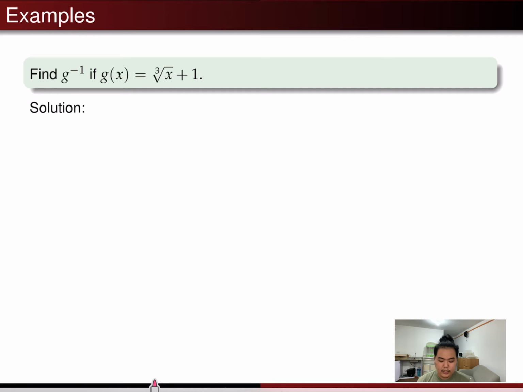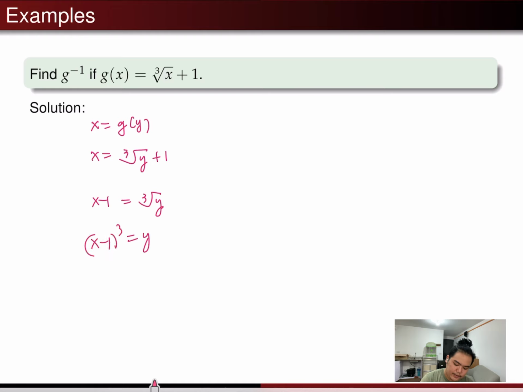Let's try this one. Find g inverse if g of x is cube root of (x plus 1). So, this is a 1-to-1 function. So, paano raw yung method? Interchange the roles of x and y. So, magiging x is equal to g of y. Or x is cube root of (y plus 1). And then you solve for y. Cube both sides. Therefore, g inverse of x, g ang gamit nating variable, is (x minus 1) cubed.